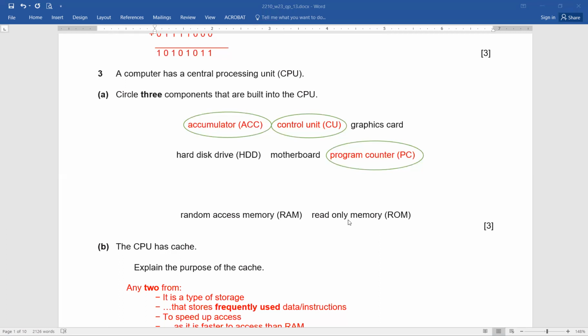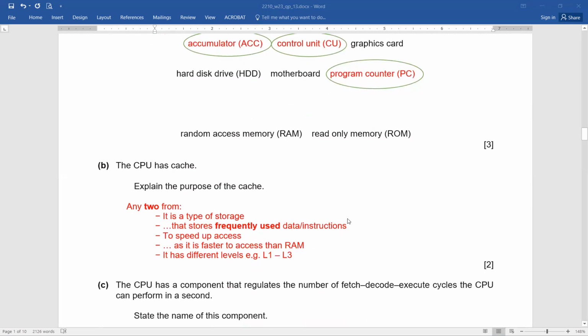Question number 3B. The CPU has cache. Explain the purpose of the cache. Now, this is what you know. It's a type of storage. It stores frequently used data and instructions. It is there to speed up the access process as it is faster than your RAM.